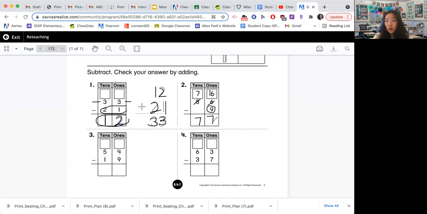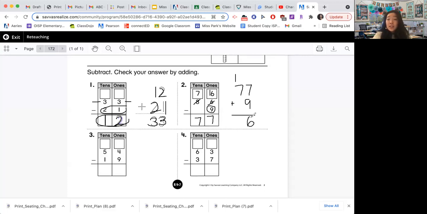Is 77 correct? Let's check our work. I'm going to add 77 to 9, and our total should be 86. What is 7 plus 9? I know that 9 plus 1 equals 10. So if I took away 1 from 7, then I only have 6 more. So then it would be 16.